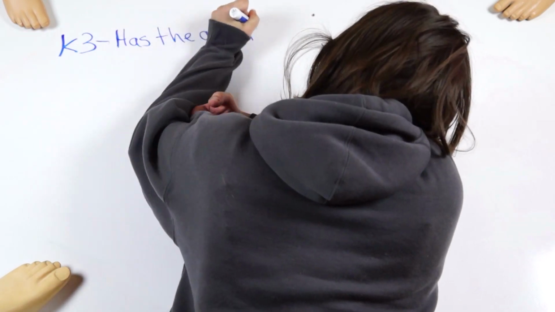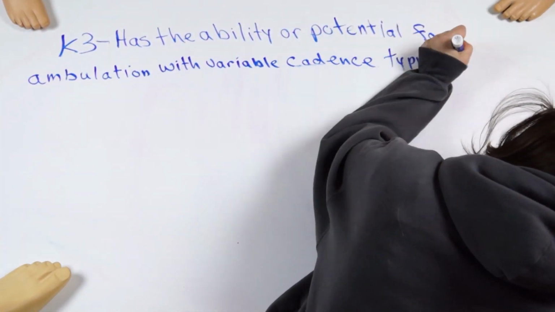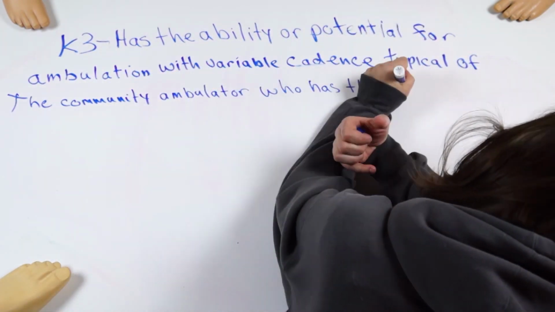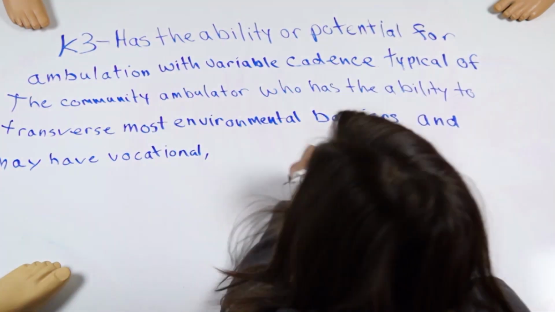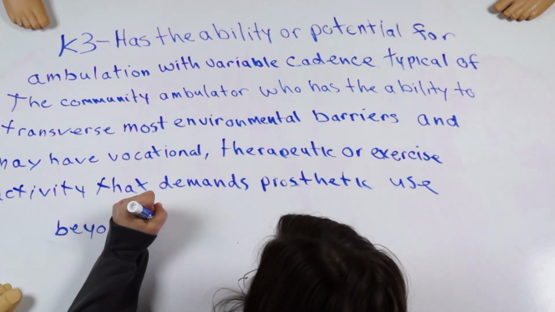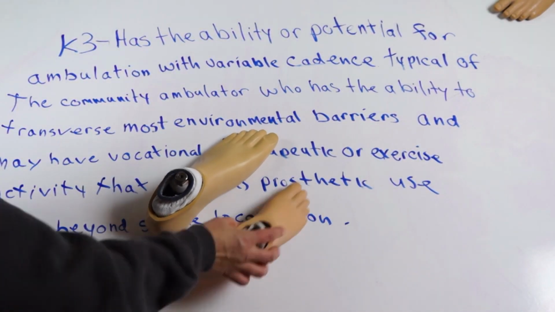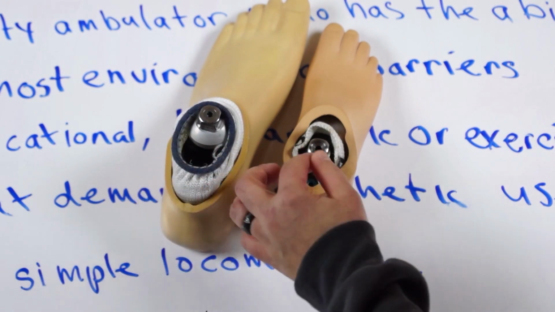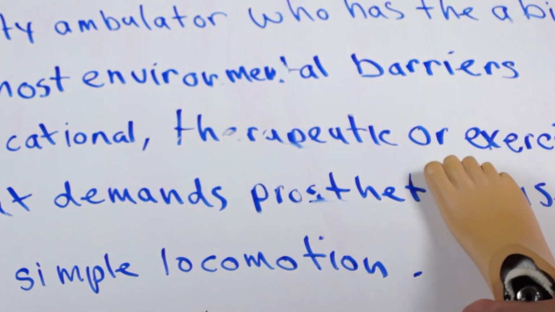K level 3 has the ability or potential for ambulation with variable cadence. Typical of the community ambulator, who has the ability to traverse most environmental barriers and may have vocational, therapeutic, or exercise activity that demands prosthetic use beyond simple locomotion. K level 3 is when you start getting into feet that have removable foot shells, and you typically start to see carbon fiber feet and some more of the high-end feet.